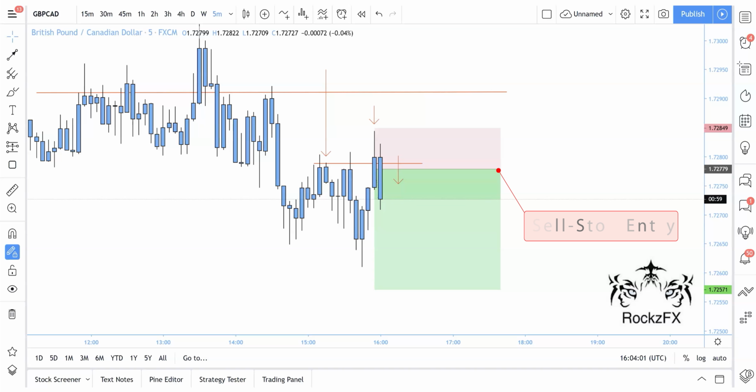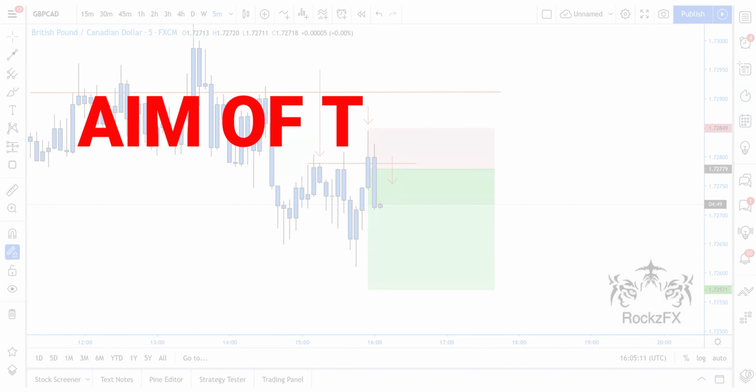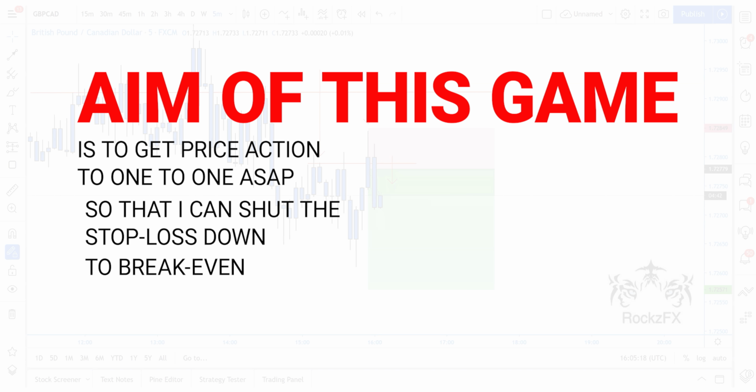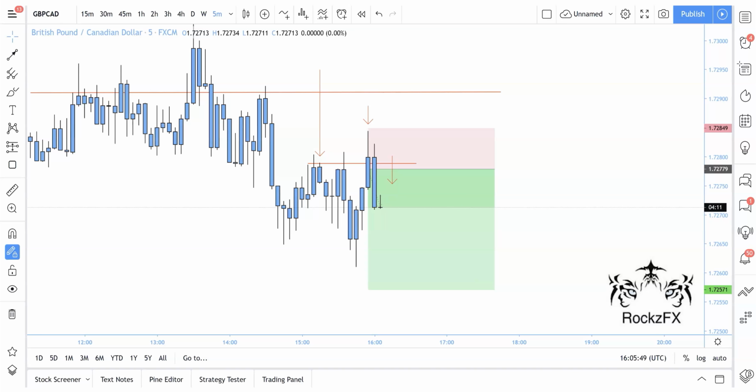The entry is a sell stop entry, and that's my favorite way to enter the markets with limit orders, whether it be sell stops, sell limits, buy stops, whatever it be. The reason for this is that I want to make sure I'm entering trades when the momentum shift kicks in. Now, the aim of this game is to get price action to 1-to-1 as soon as possible so that I can move this stop loss to break even. At this moment in time, that's not something that I plan to do.